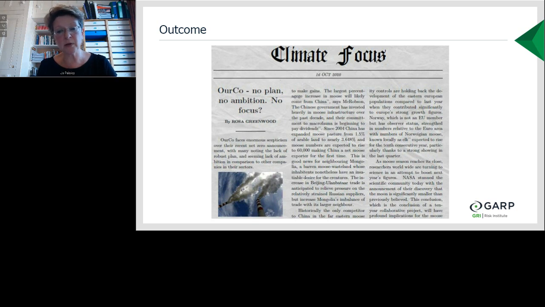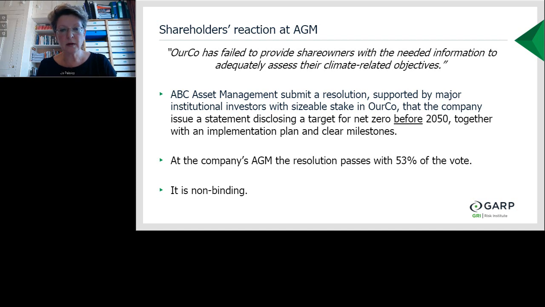To make matters worse, we then have an AGM in the April, and we're faced with this reaction from our shareholders. So one of our investors, ABC Asset Management, declares that Alco has failed to provide share owners with the needed information to adequately assess their climate-related objectives. They submit a resolution supported by our major institutional investors that the company issue a statement disclosing a target for net zero before 2050, together with an implementation plan and clear milestones. Now, at the company's AGM, that resolution passes with 53% of the vote.